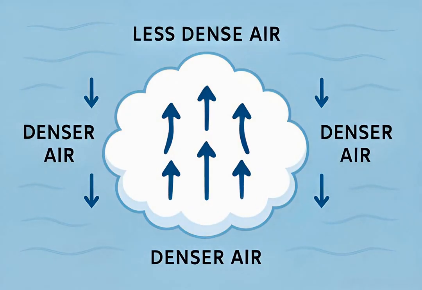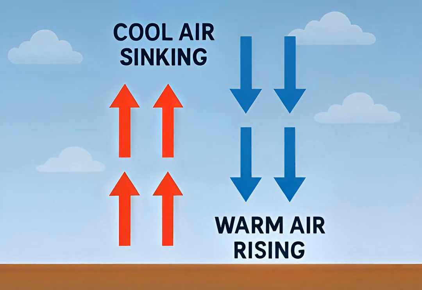Clouds float because the air inside them, including tiny water particles, is less dense than the cooler, drier air surrounding them. Warm air naturally rises. Its molecules are more spread out, making it less dense. This buoyancy is key to clouds floating.